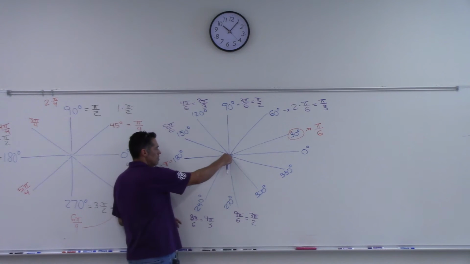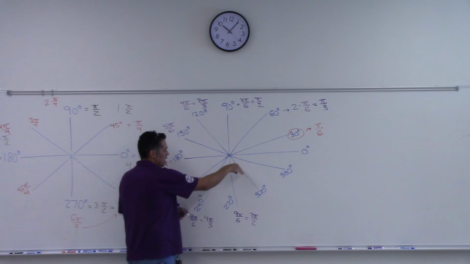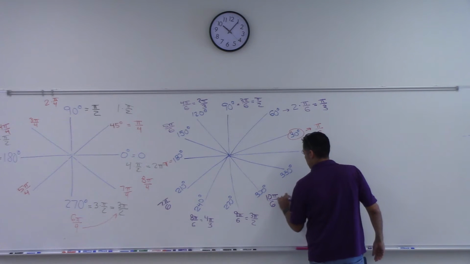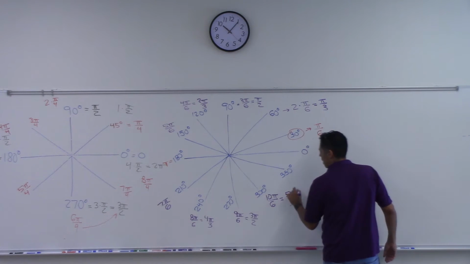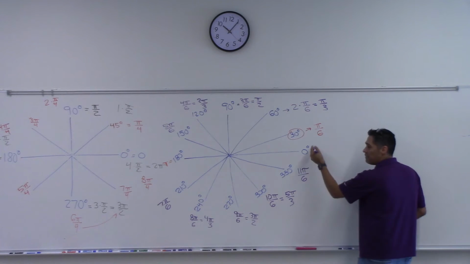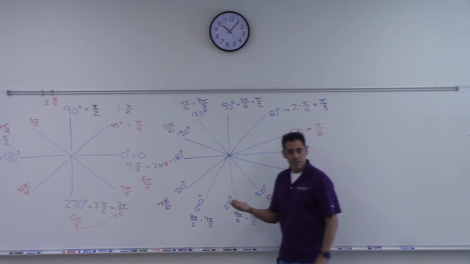I'm at the 9th one, so I have, what, 3 more? I get 10, 11, and 12. So 10 pi over 6, that does reduce to 5 pi over 3. And now we're at 11 pi over 6, that does not reduce. And then finally, the very last one, 12 pi over 6, which is 2 pi.